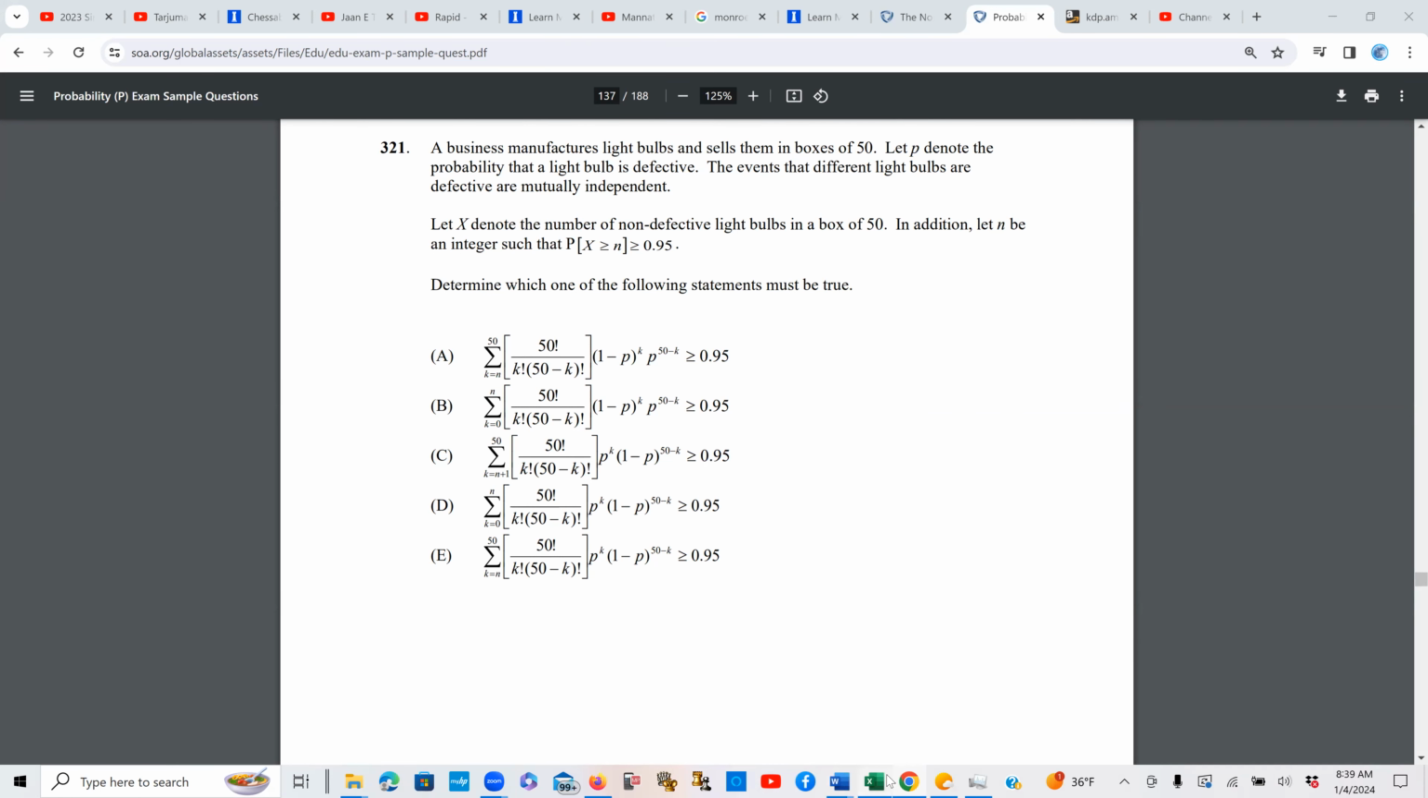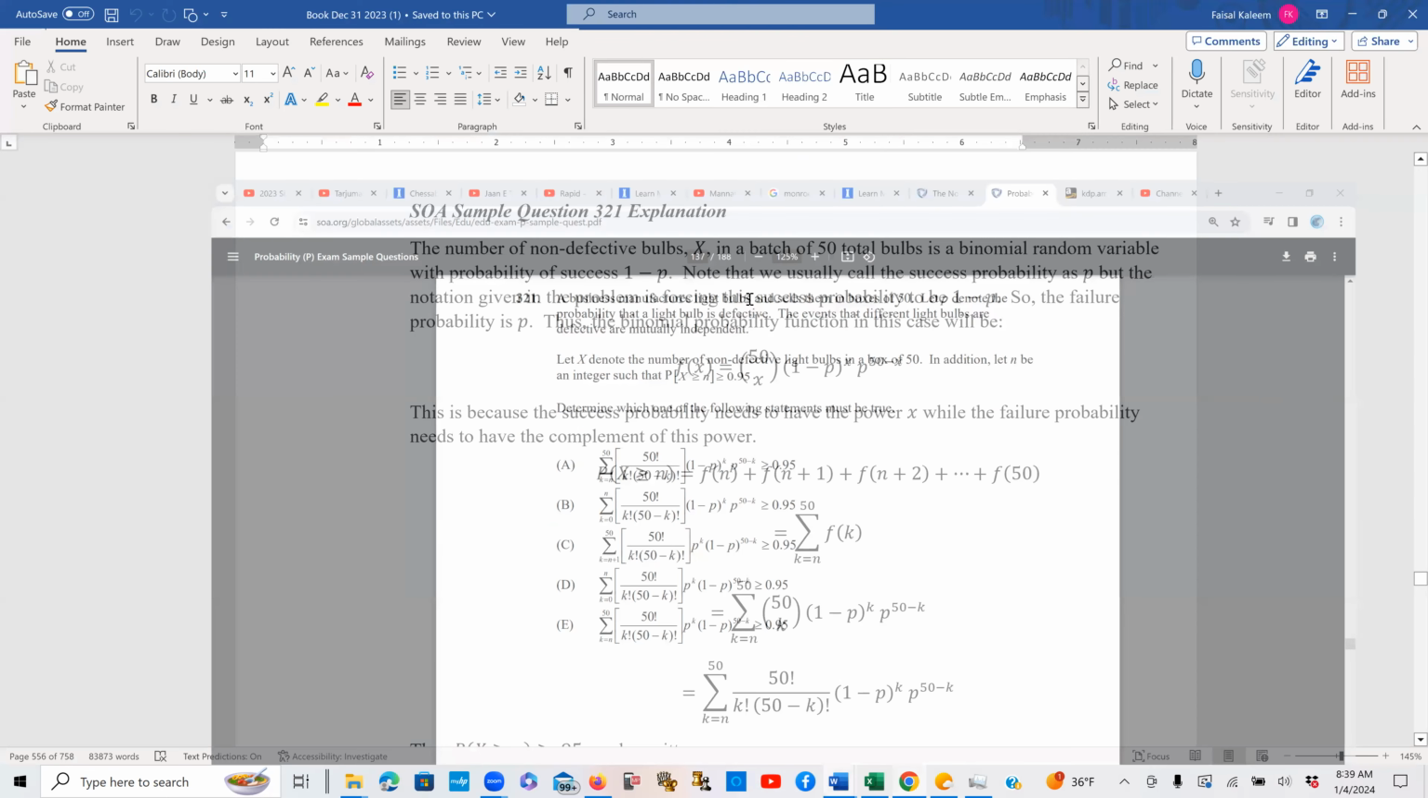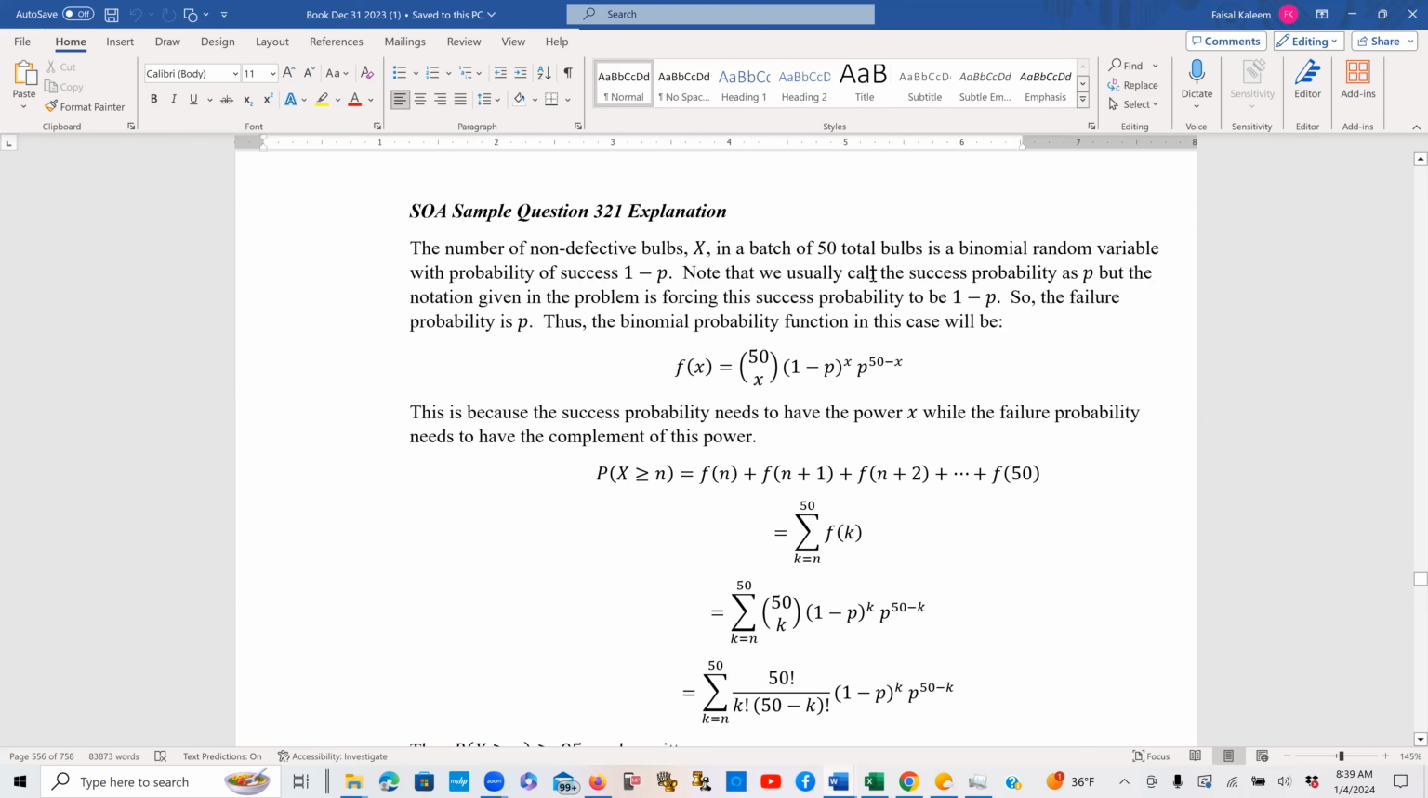So if P is the probability that a bulb is defective, then the probability that it's not defective is 1 minus P, and therefore the non-defective bulbs, which they are calling X in a batch of 50, will be a binomial variable with success probability 1 minus P. Remember, normally our success probability is P, but in this case, since success is being non-defective, 1 minus P will play the role of the usual P in the binomial formula.